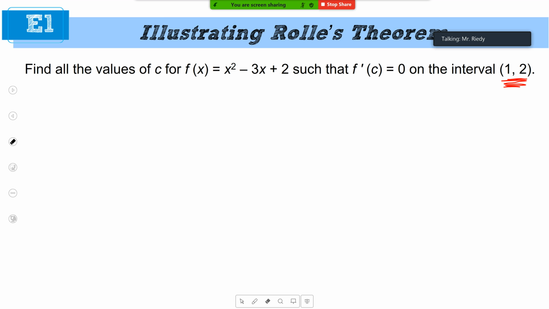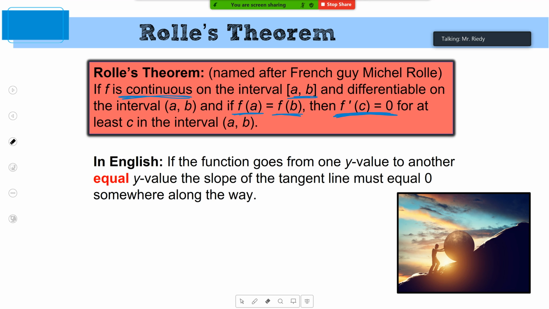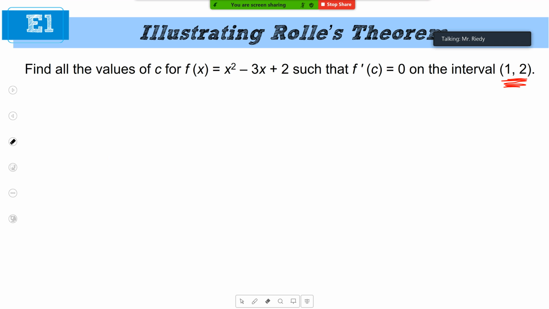Actually, the first thing I need to talk about is, if we go back to the theorem, one of the things I underlined is that it has to be continuous. Is this a continuous function? How do you know, Tessa?